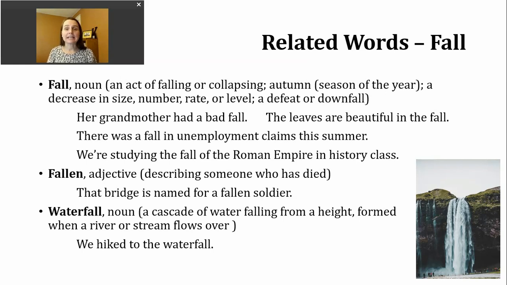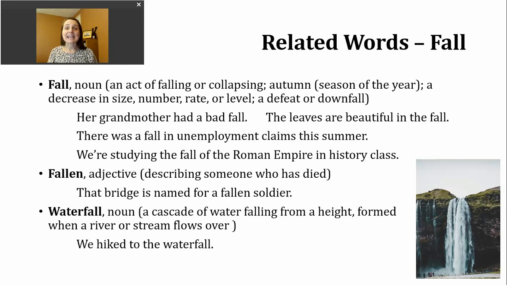A second meaning for the noun fall is a reference to a season of the year. It's also known by the name of autumn. And here in the US right now, we are experiencing this season. Here's an example sentence that uses this particular definition of fall. The leaves are beautiful in the fall.